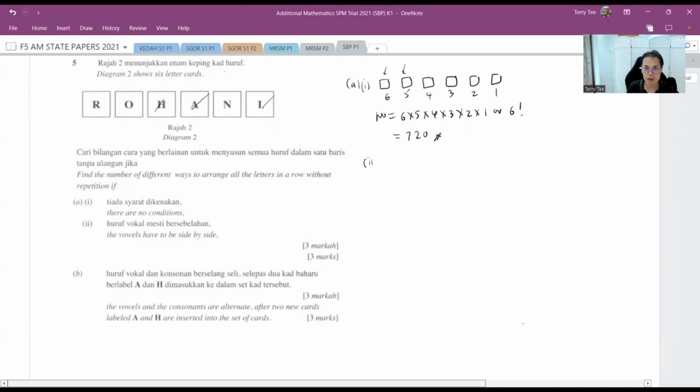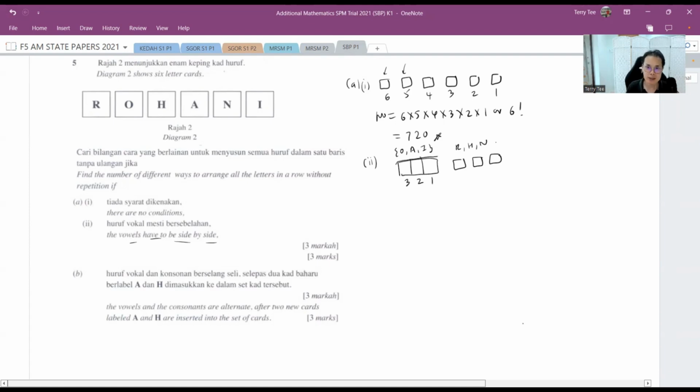Okay, the second part. The vowels have to be side by side. The method in finding the number of ways such that vowels are side by side is that we tie the vowels together. The vowels in this case are O, A, and I, right? I still have 3 other letters which are consonants: R, H, and N. So how many ways can we put 3 letters O, A, I next to each other? So it goes 3, 2, 1, or you can say 3 factorial.